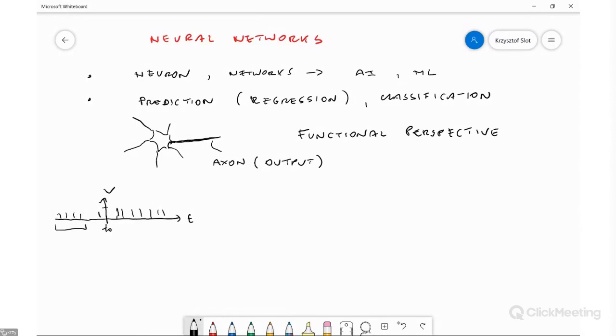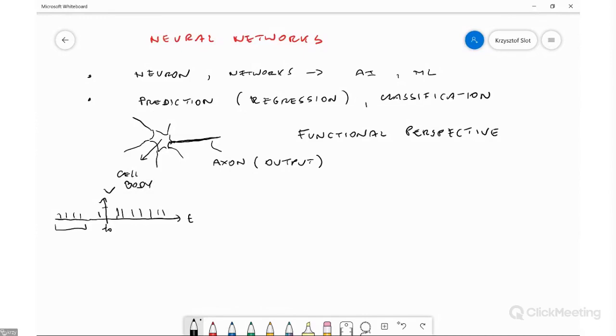The rate of this firing will be proportional to the activation of this neuron. So the activation is just a capacity of generating pulses, and this capacity of generating pulses is a result of accumulation of a charge here in a cell body. Here is a cell body.